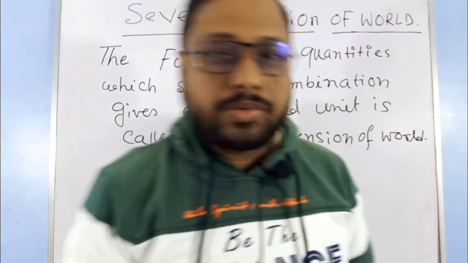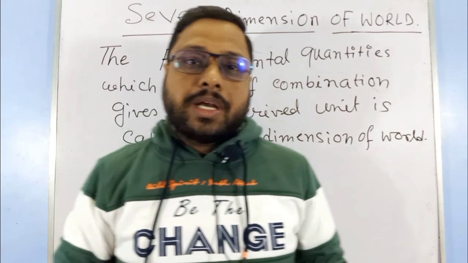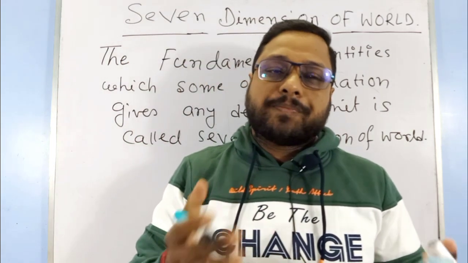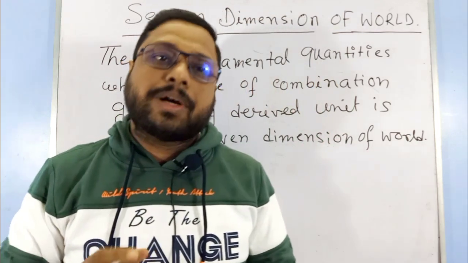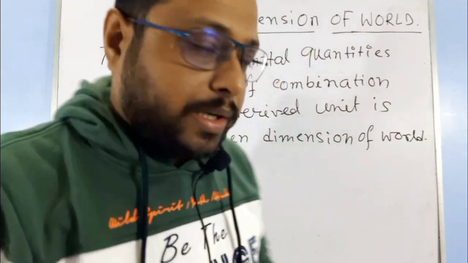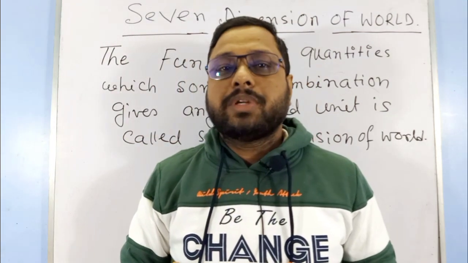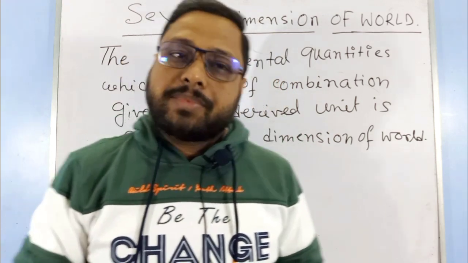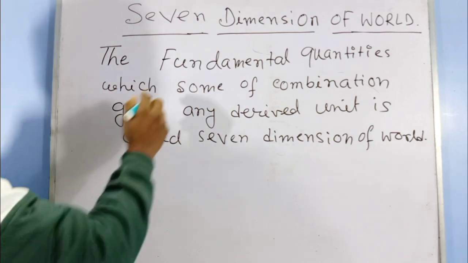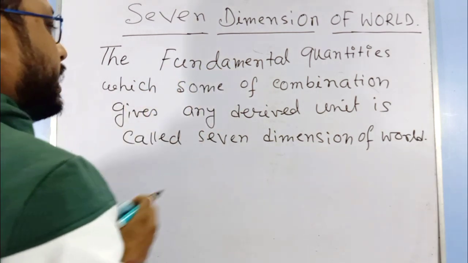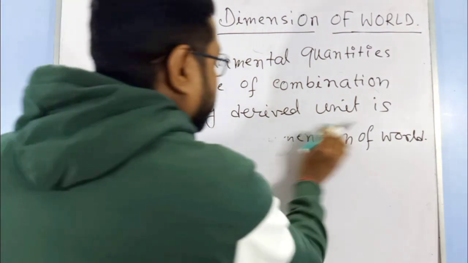We know that there are two types of quantity. One is fundamental units, which are independent and which cannot be derived from other units or resolved into smaller units. The other is derived units, which depend on fundamental units and are derived by combination of fundamental units. So, the fundamental quantities whose combination gives any derived unit are called the 7 dimensions of the world. Now, what are the 7 dimensions of the world?